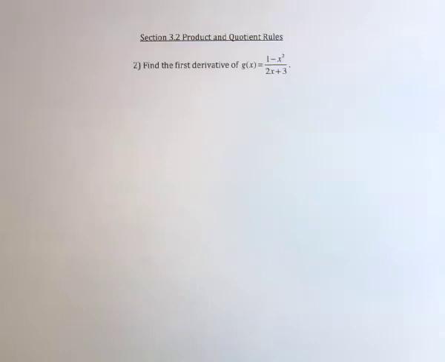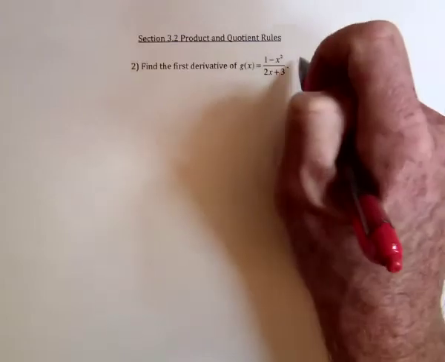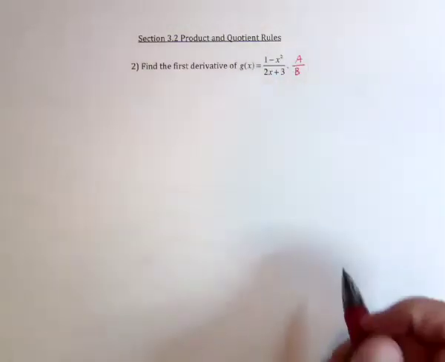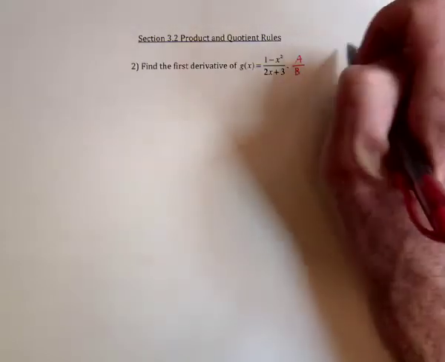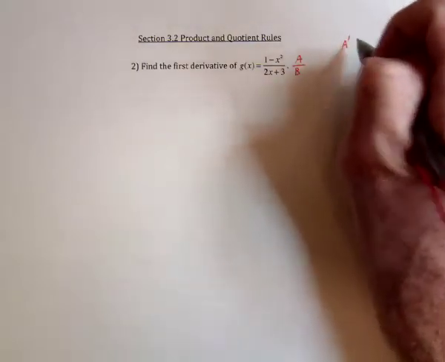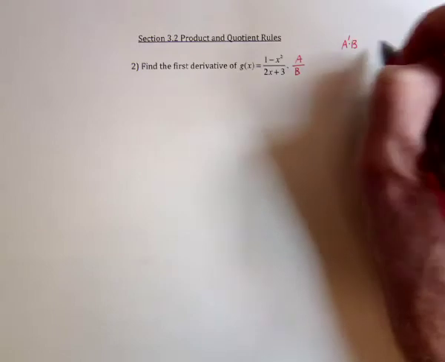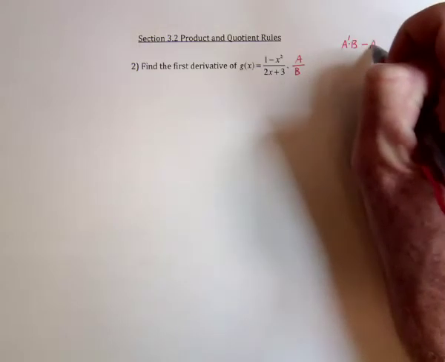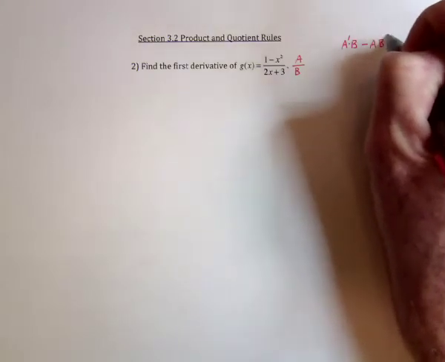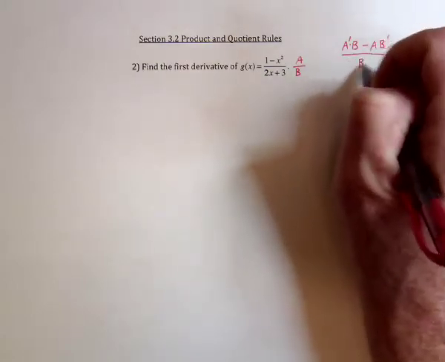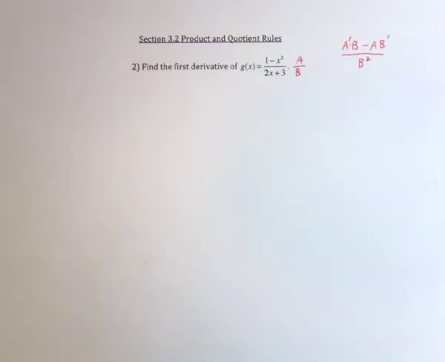So for this derivative, we're going to need to use the quotient rule. If you've got a quotient, let's call it functions a and b, then the derivative is going to be: take the derivative of the top one first and leave the bottom one alone, multiply those, subtract when you leave the top one alone and take the derivative of the bottom one, and then it's divided by the bottom one being squared.